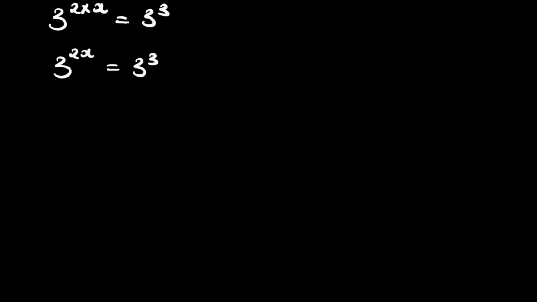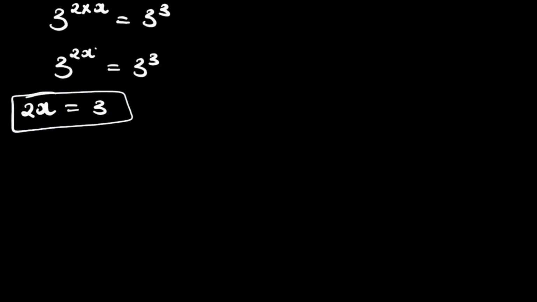Okay, so this brings us back to another law of indices. Another law of indices says if these two have the same bases, then we can just equate their powers. So since they have the same bases, we have base 3 and base 3 on both sides. So we are just going to equate their powers and find our value for x. So this is 2x equal to 3. So this is their power.